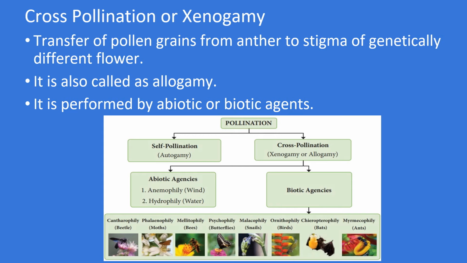The flow chart shows the pollination. Self-pollination is known as autogamy, cross-pollination is known as xenogamy or allogamy. The abiotic agents involved are wind or water. Biotic is explained over there, which I'll discuss later on.